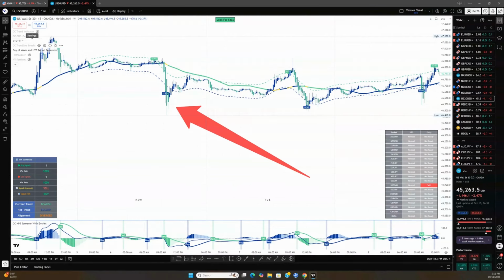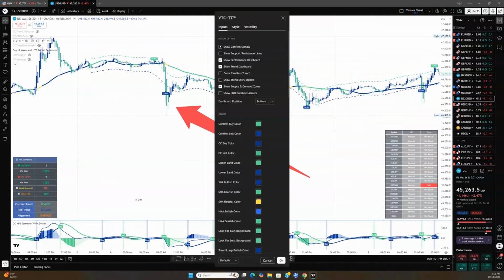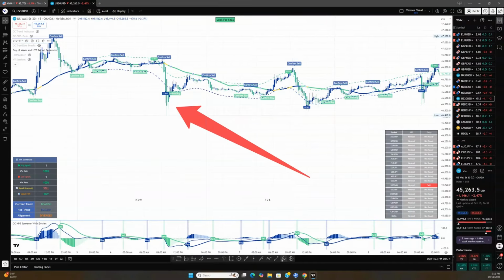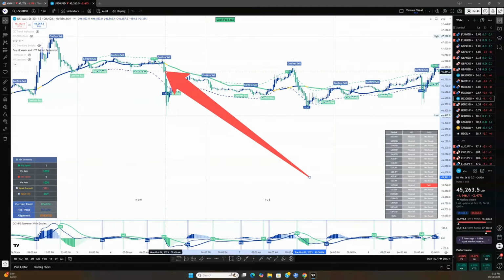Because we would have entered after the CC sell, we would have entered on the confirmation sell. So let's go ahead and turn that on, and we enter on the confirmation sell. So the confirmation sell candle was right here. Okay, so it closed back inside the band, and then price pulled back a little bit. That would have been our entry at 10 a.m.